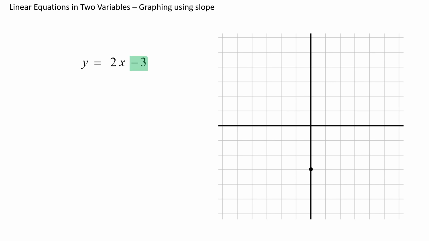For that reason, we often call this last number the y-intercept. Strangely, mathematicians have chosen the letter b to represent the y-intercept.